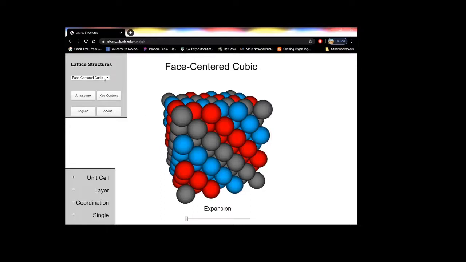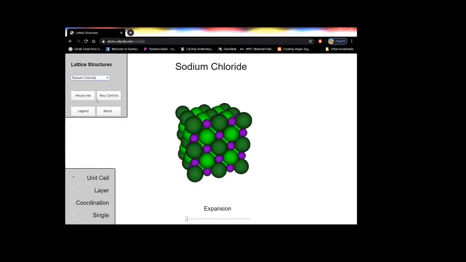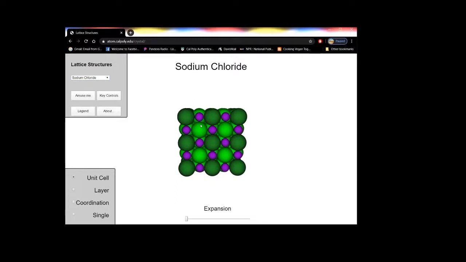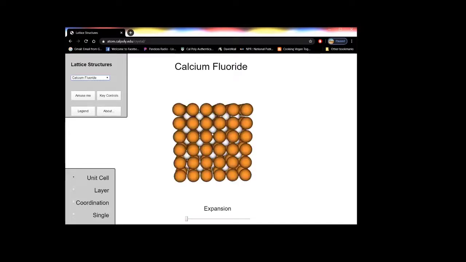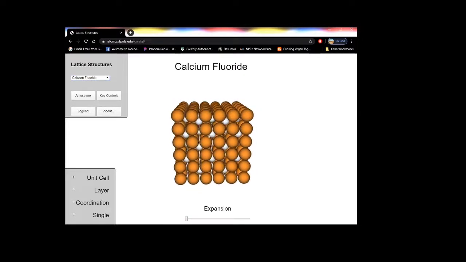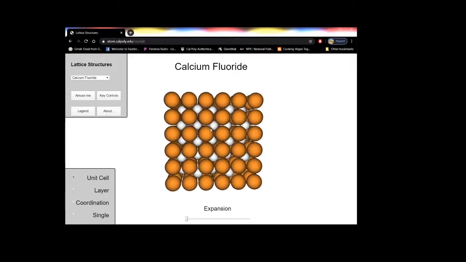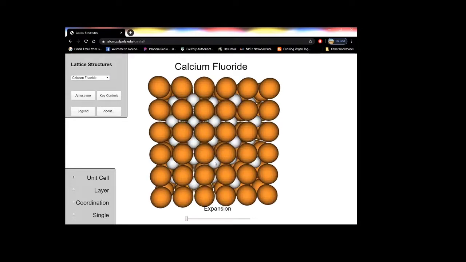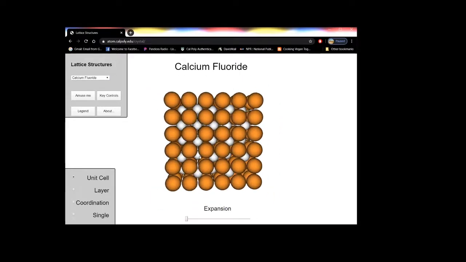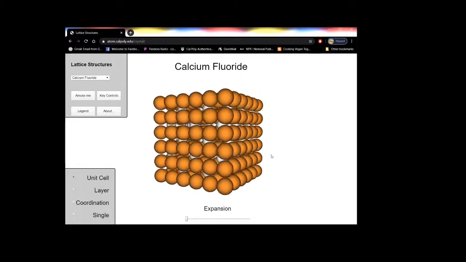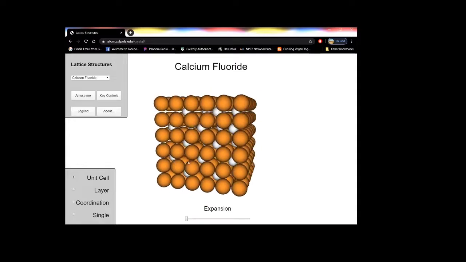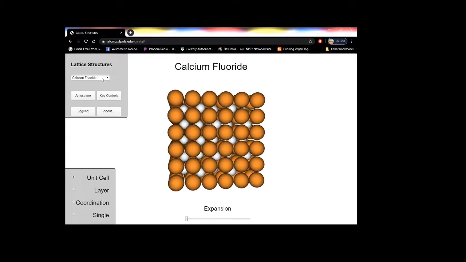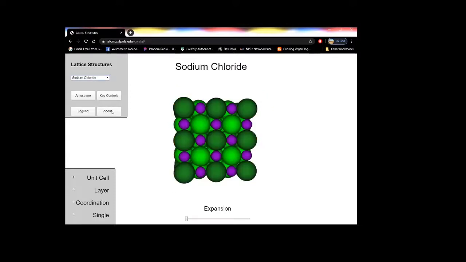When we go to our mixed compounds, like sodium chloride, here the color difference is actually communicating different elements. Or if we go to calcium fluoride, here the color difference is actually communicating different elements. And so we actually do end up with a difference in coordination number because we have different elements present. So we have to be careful about whether we're talking about pure compounds or ionic compounds.